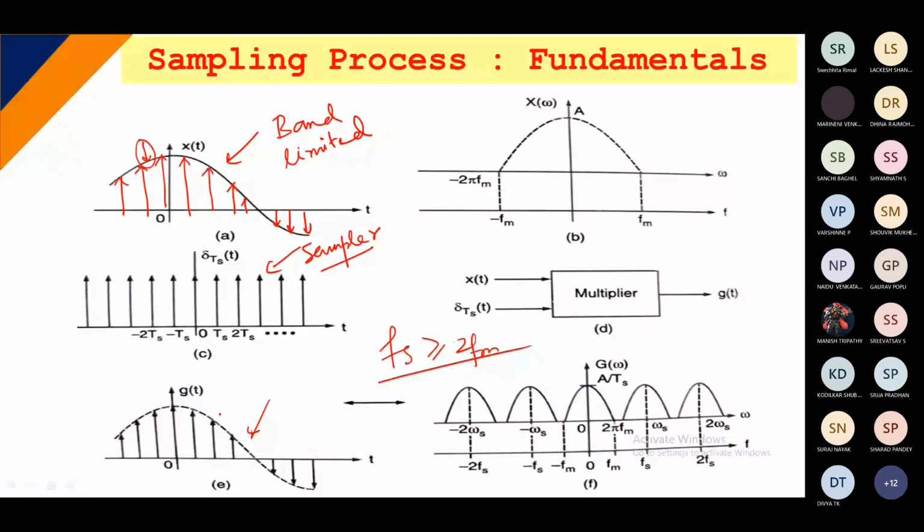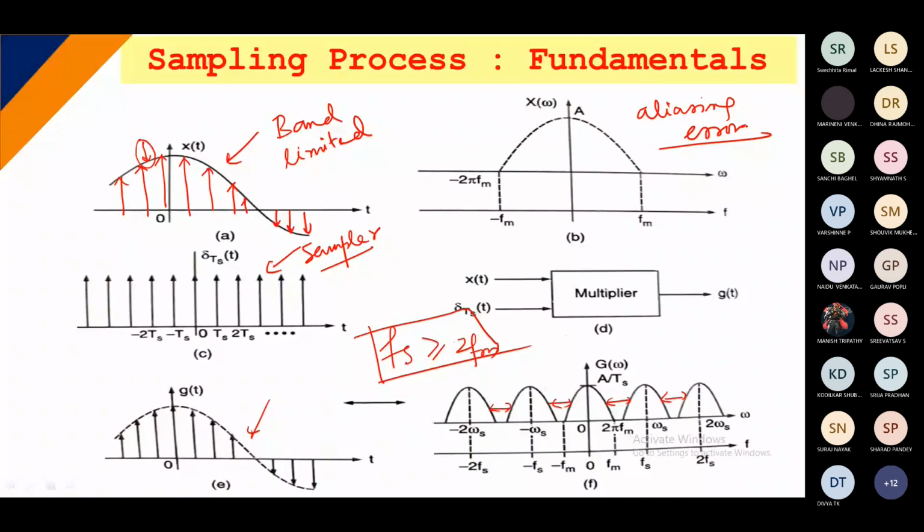If you consider the condition fs greater than twice fm, you observe that in the frequency domain there is no overlapping taking place. If you observe carefully, there is no overlapping between the samples here. That overlapping is called the aliasing error, which we'll see sometime later. But if you keep the sampling frequency like this, there won't be any aliasing. So the term is aliasing error, or in simple words, an overlapping in nature.